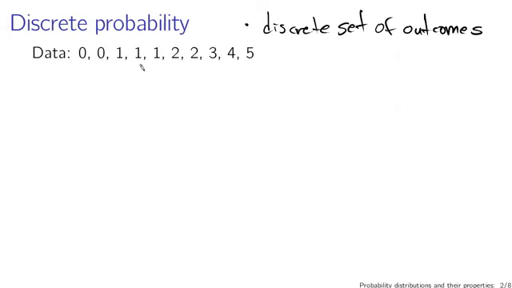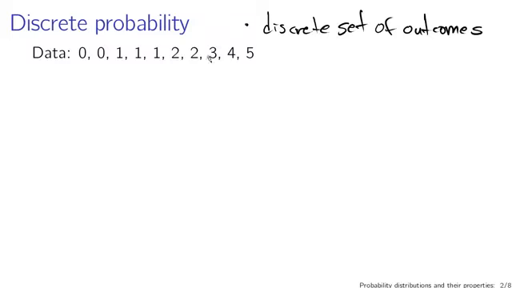0, 0, 1, 1, 1, 2, 2, 3, 4, 5. 2 zeros, 3 ones, 2 twos, and 1 each of 3, 4, and 5. For instance, suppose you go out and you ask 10 members of the general public how many sexual partners they've had. You might get a data set something like this.